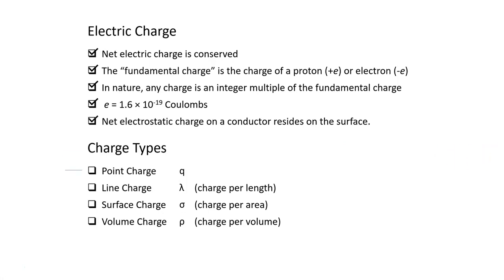Now, charge comes in a number of flavors, right? We'll have the point charge Q, and we can have a number of charge densities, a line charge lambda. Lambda is charge per length. We can have a surface charge density, so sigma is charge per area. And we can have the usual density that you're familiar with, a volume density, but here it's a charge per volume, not a mass per volume.